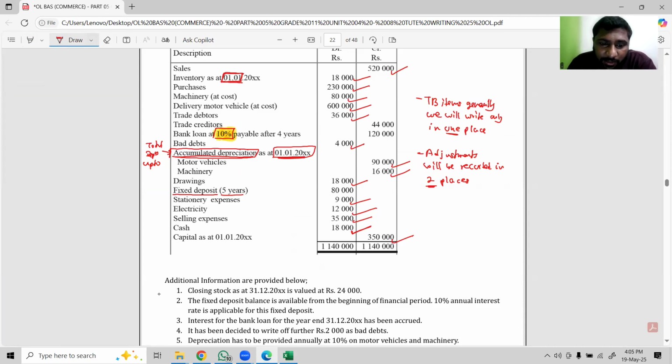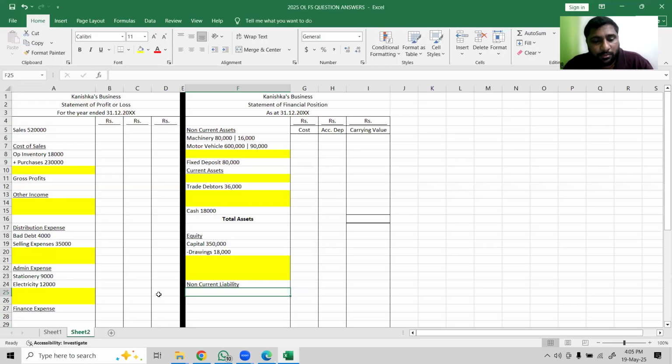We'll record this now. That 10% is the hidden adjustment on the 120,000 bank loan. Bank loan 120,000.